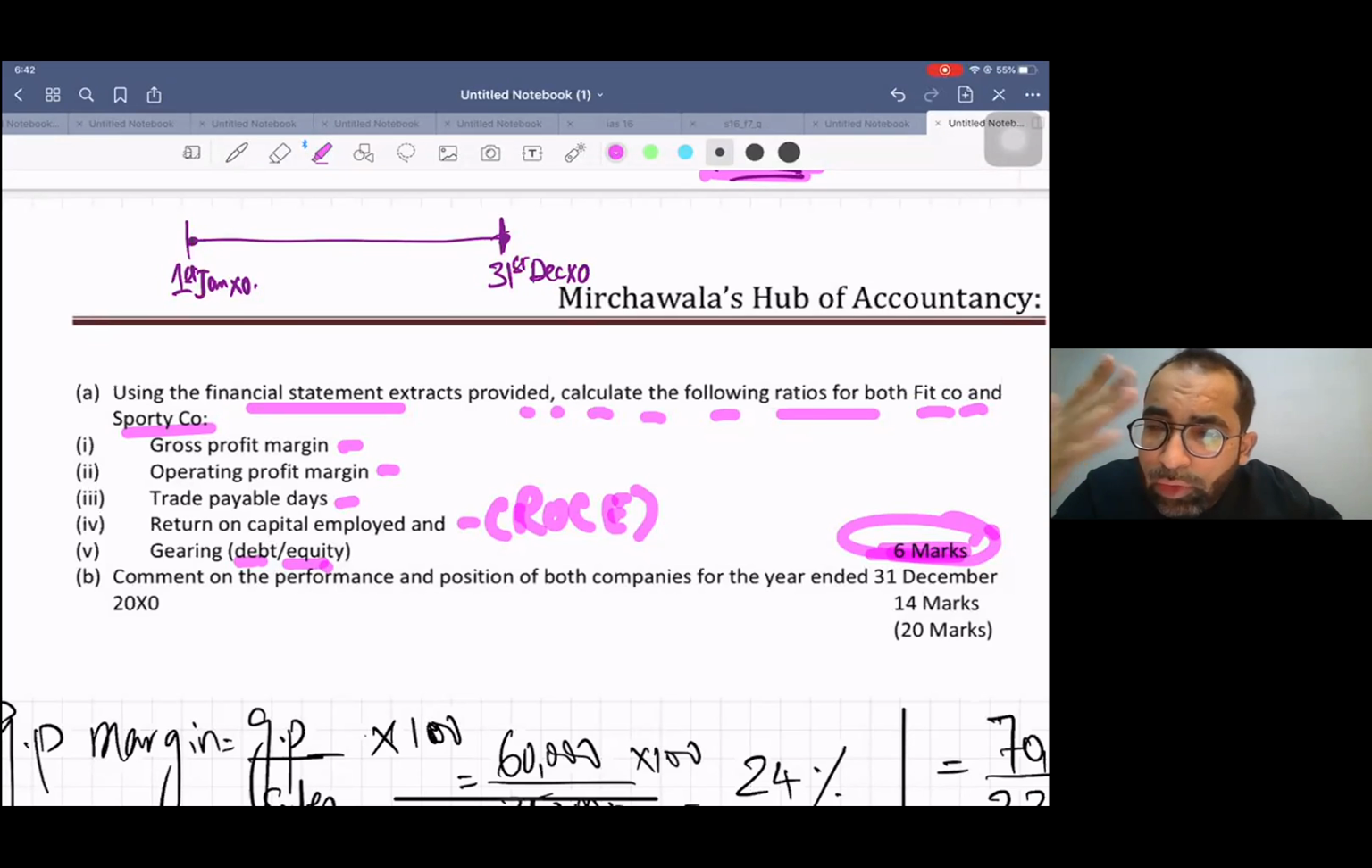No need to follow the formula of teacher and book. If the examiner has guided you to use a certain formula, then strictly use the formula given in the question. Don't follow your teacher, don't follow the book. But this is a very generalized ratio, and the working is very easy.